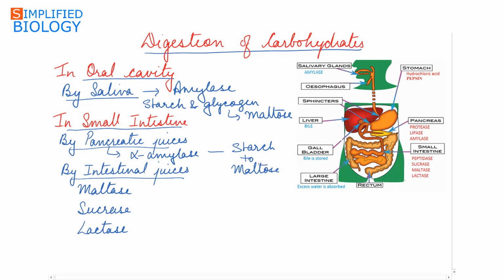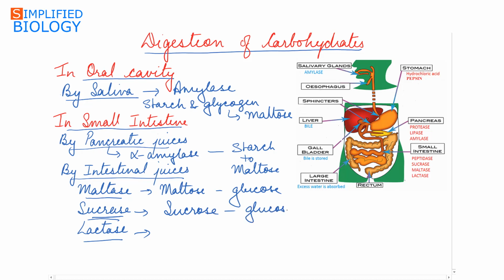While the intestinal juices consist of maltase, sucrase and lactase. Maltase converts maltose into glucose, while sucrase converts sucrose into glucose plus fructose, and lactase converts lactose into glucose plus galactose.